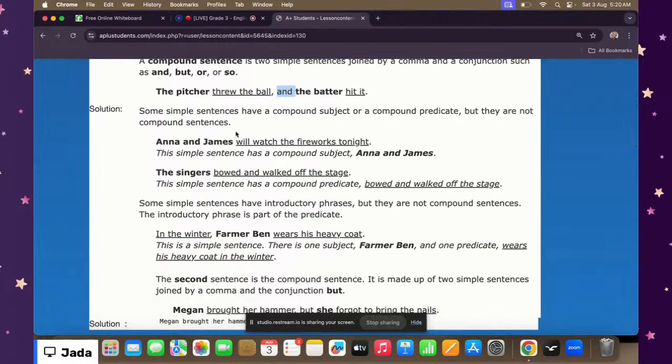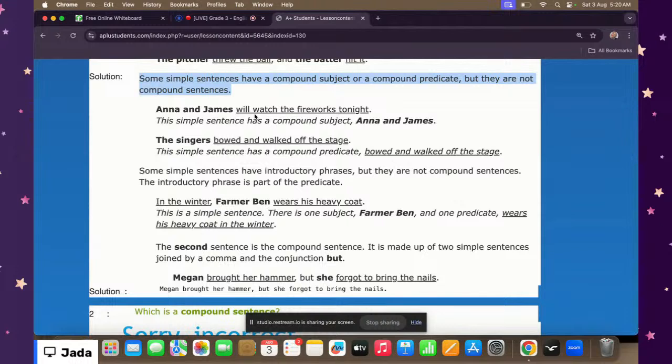Some simple sentences have a compound subject or compound predicate, but they are not compound sentences. For example, we have: Anne and James will watch the fireworks tonight. This is a simple sentence, and it has a compound subject, Anne and James. That is two people in the subject, but it is still a simple sentence.